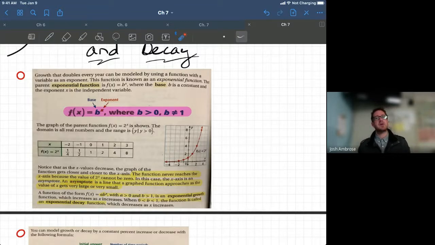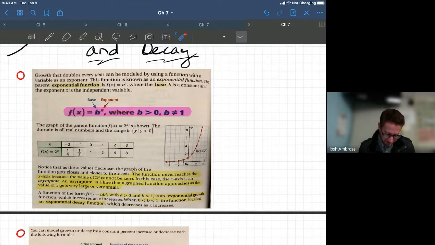The asymptote is the line that the graph gets extremely close to, but never actually touches. If we look at this graph, you're going to find that the asymptote is the x-axis. The graph gets very close to the x-axis, which would mean that your y value is almost 0, but it never fully touches it. Therefore, the y value never actually equals 0, but it gets very, very close.